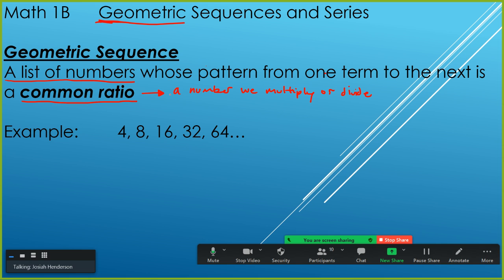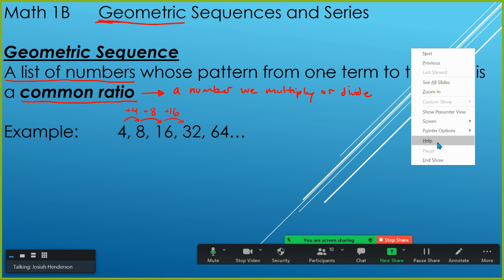So for example, from 4 to 8, if we were adding, that's plus 4. But then when I go from 8 to 16, that's plus 8. And 16 to 32, that's plus 16. See the problem? It's not the same pattern or same number that we're adding each time. So that's our clue that it's not an arithmetic sequence. That's our clue that this is a geometric sequence with a common ratio.